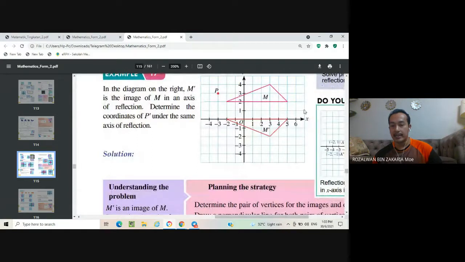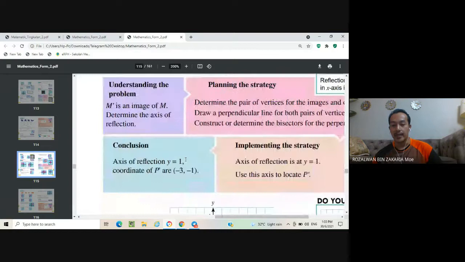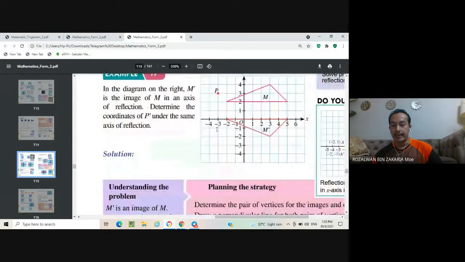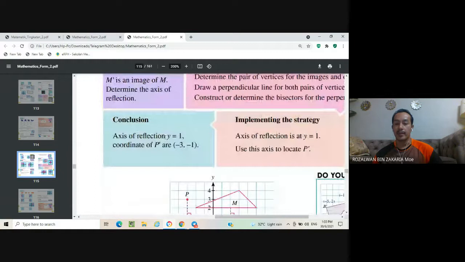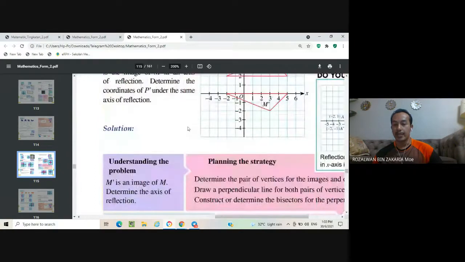Actually, the dotted straight line is y equal to 1. The axis of reflection is y equal to 1, because that dotted straight line is parallel to the x-axis at y equal to 1. So you can write the axis of reflection as y equal to 1. And then don't forget to draw the dotted straight line.